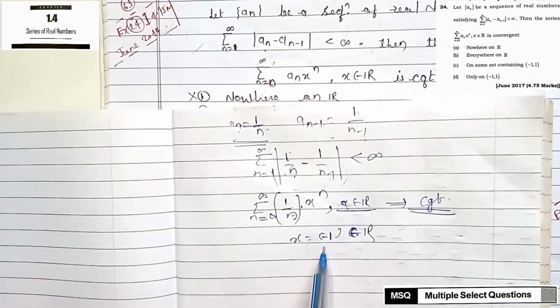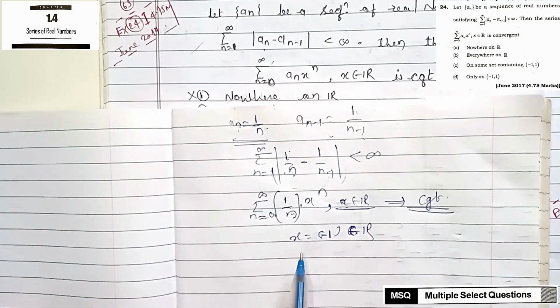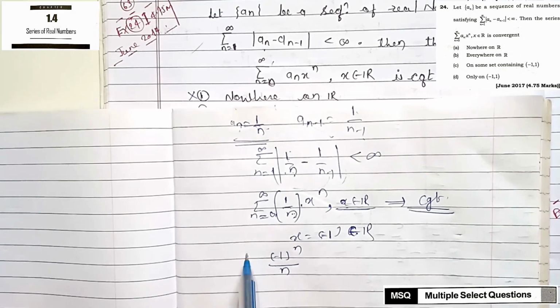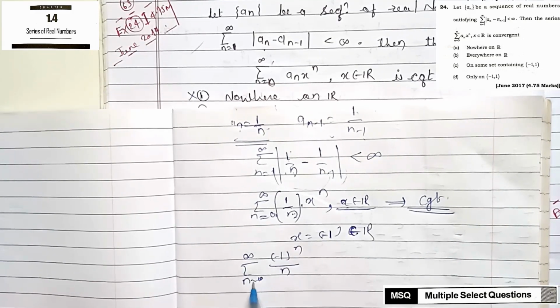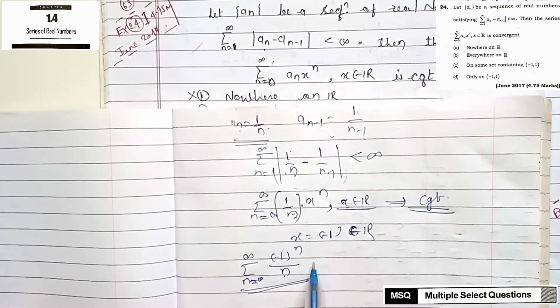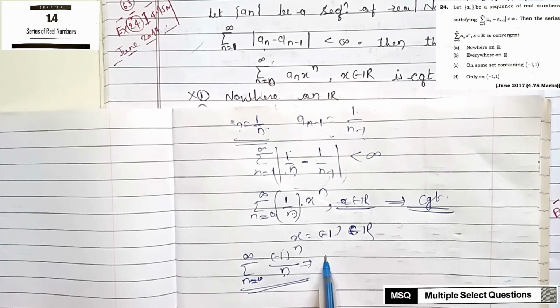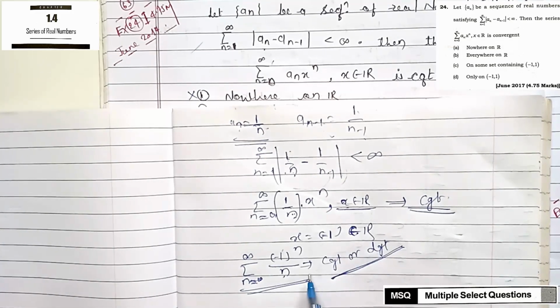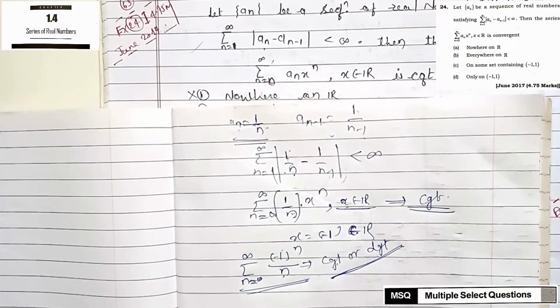But we have to find out a certain point where that series is convergent. So I take x as -1. Then put x as -1, what do we get? -1 raised to n upon n, with n running from 0 to infinity. Can we say that this series is convergent or divergent? What about this series?